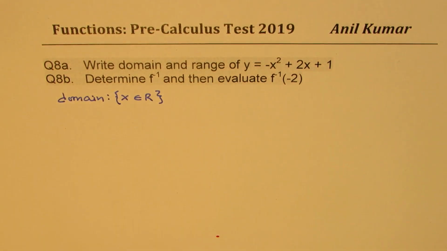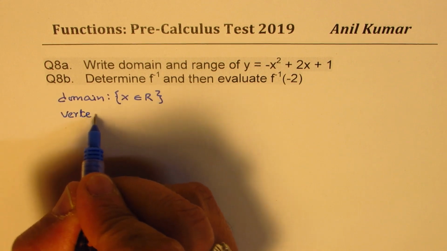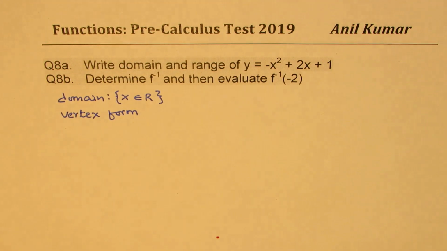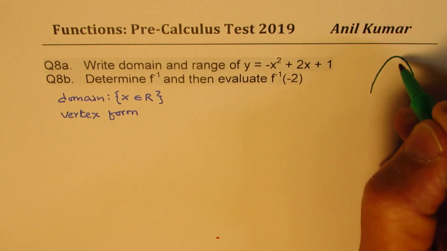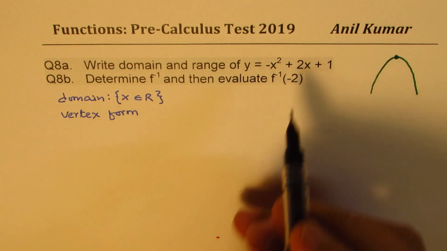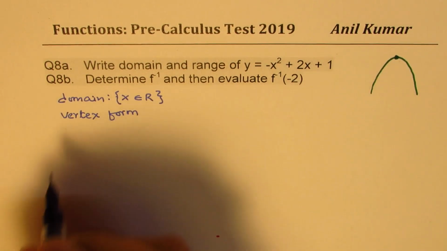Now to find range, we need to write this in vertex form. It is a parabola which opens downwards, right? So this is a parabola which will open downwards, so we need to find the vertex. That's the whole idea. Once we know the vertex, we can always write domain and range. Now there is an easy way of finding vertex, that is minus b by 2a we could use, but we'll go with completing the squares.